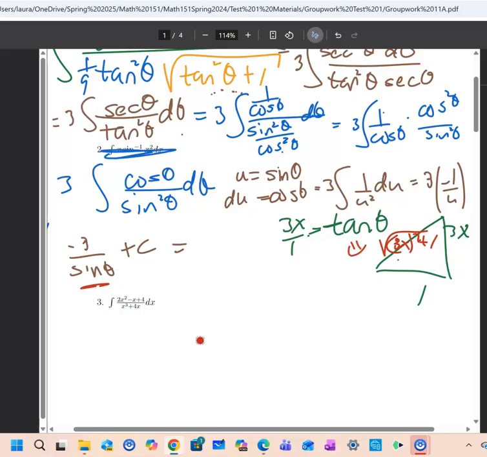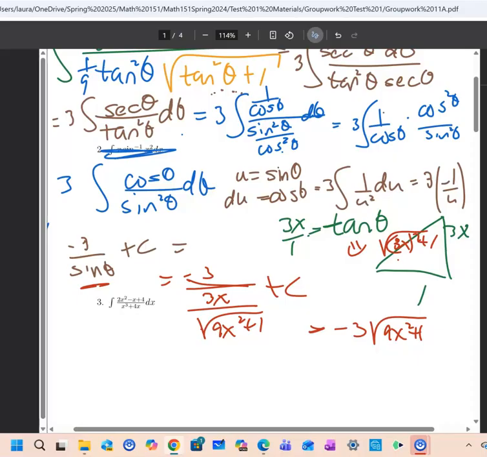So then I just take this negative 3. The sine of theta would be opposite over hypotenuse, so 3x over the square root of 9x squared plus 1, plus a c. Let's fix that up, because that's kind of ugly looking. So I'd have a negative 3 root 9x squared plus 1 over a 3x, plus a c. That was number 1.